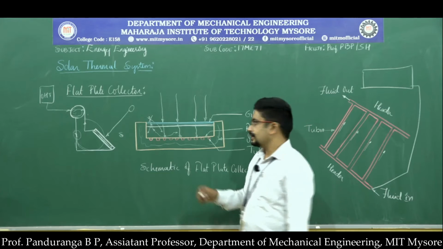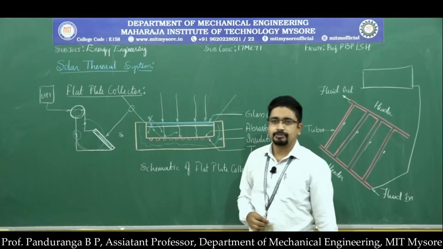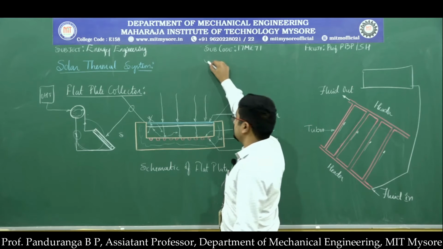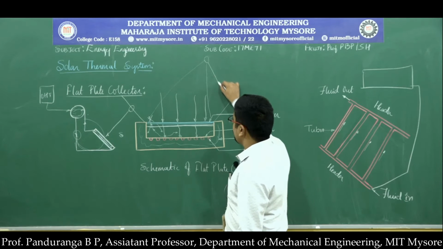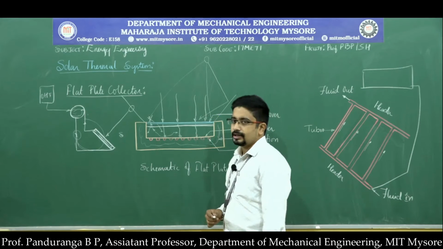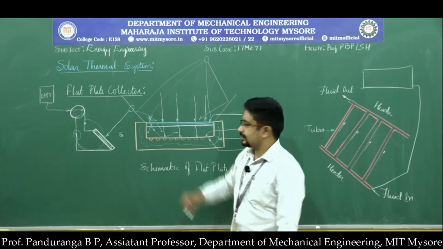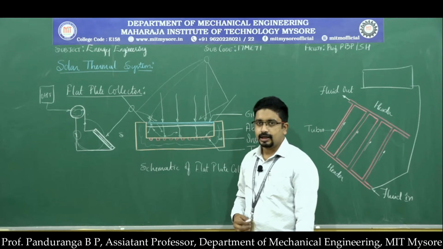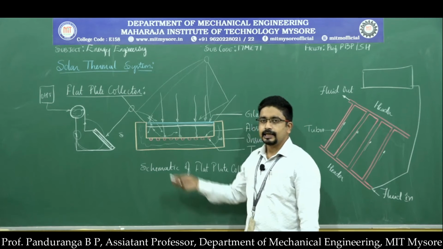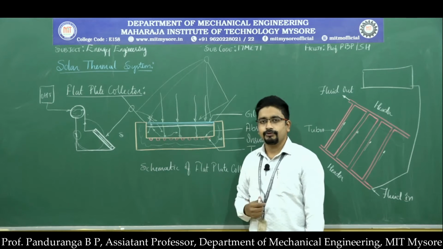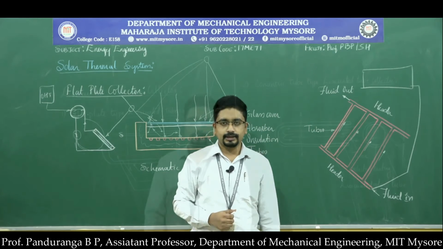So what we can do is use reflectors on either side of the flat plate collector. If we have sun here, not only the radiation falling on the collector, but also the radiation falling on this reflector will be reflected back towards the flat plate collector, and the radiation falling on this one will also be reflected back towards the flat plate collector. That increases the surface area of collection, which in turn increases the heat absorbed by the working fluid. That is another way of increasing the efficiency of a flat plate collector.